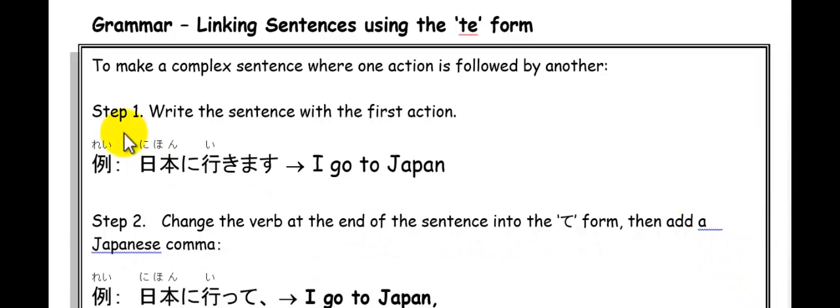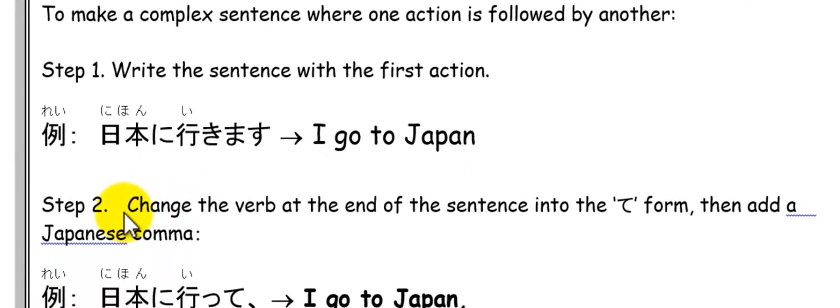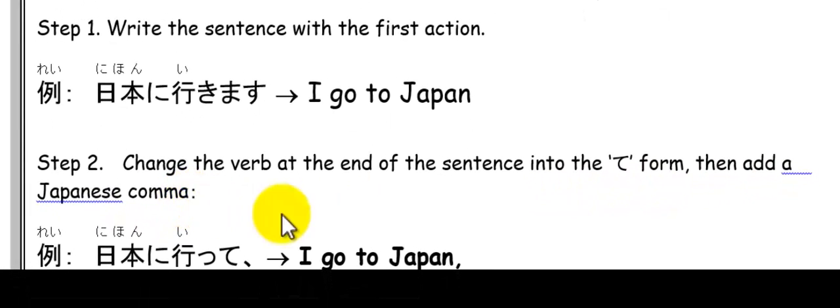First of all, step one, you write the sentence with the first action. So the first thing, you've got to make up that and get it straight in your mind. So "I go to Japan" is the example. Nihon ni ikimasu. Now, to actually connect that on to the next part of the sentence, that's step two. You've got to change the verb at the end of the sentence into the te form, and then you add a Japanese comma.